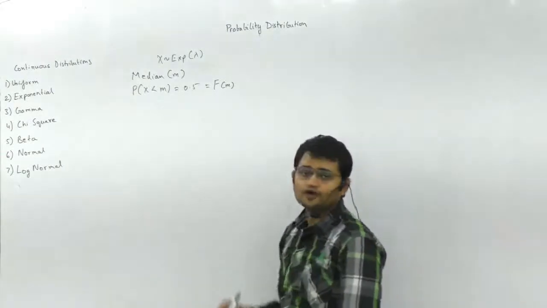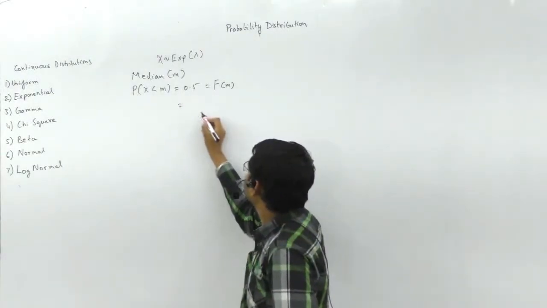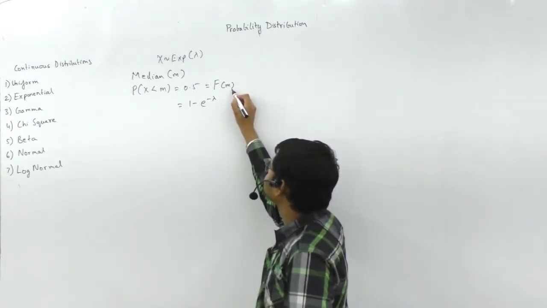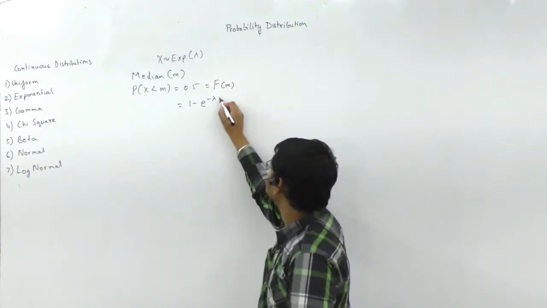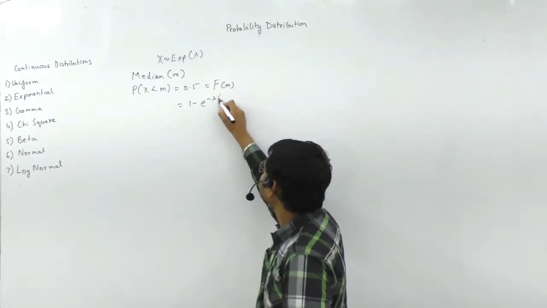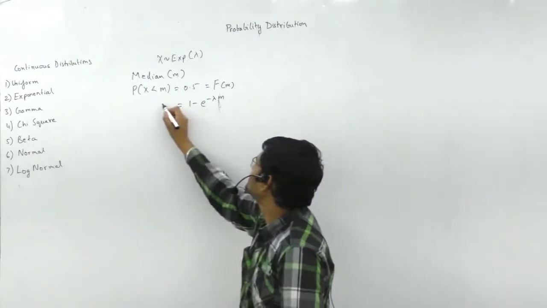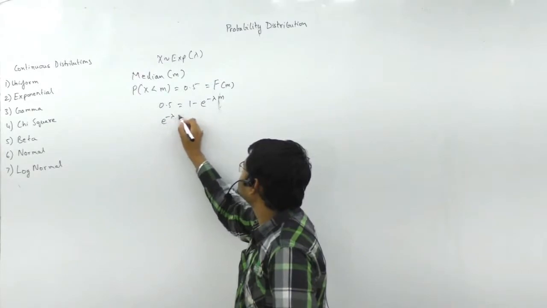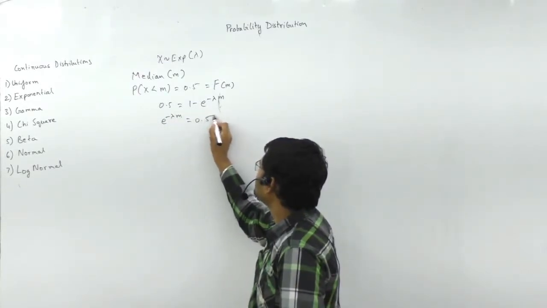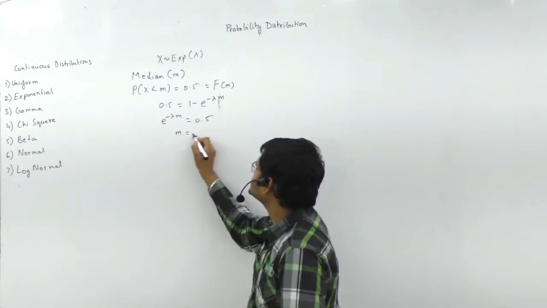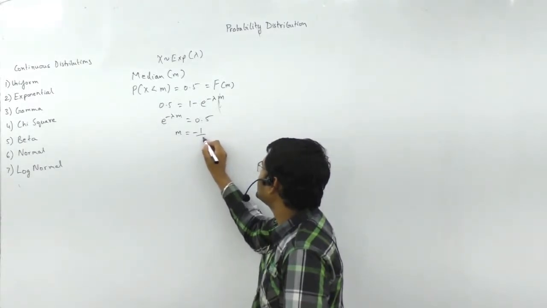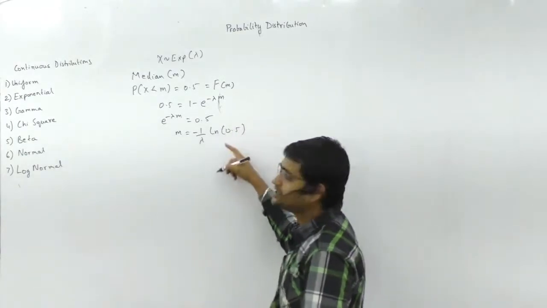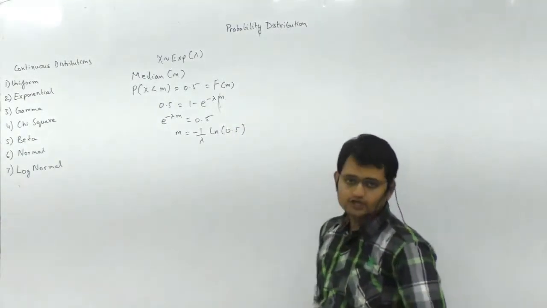Now we know the formula of capital F. Capital F is 1 minus e raised to minus lambda x. Here we are using m, so it will be lambda m. So this should be equal to 0.5. So that is nothing but e raised to minus lambda m equals 0.5. So m is going to be minus 1 by lambda ln of 0.5. ln is nothing but log to the base e. Use your calculator.